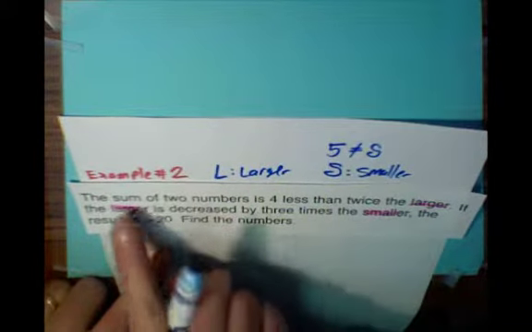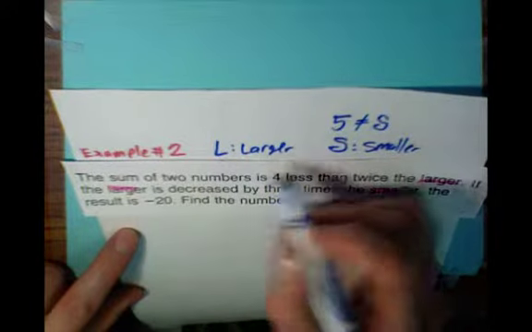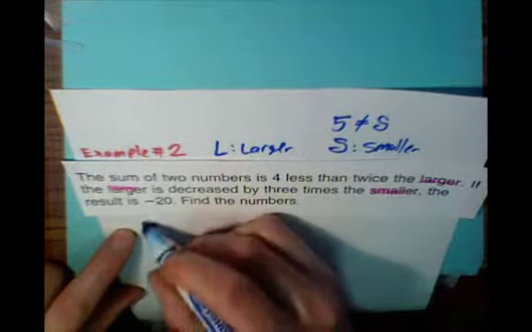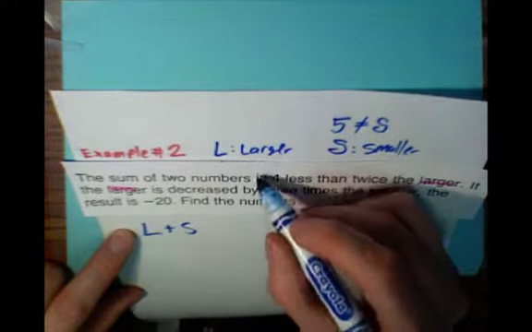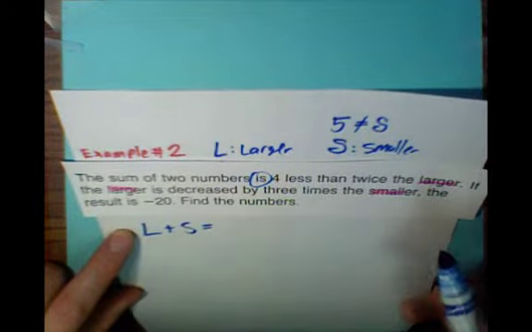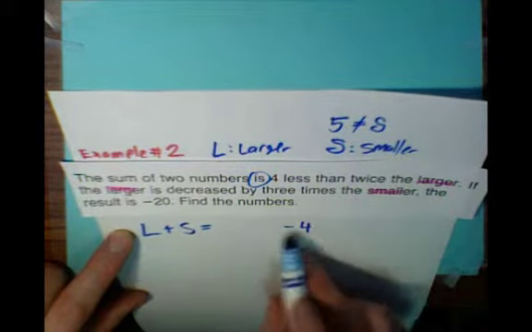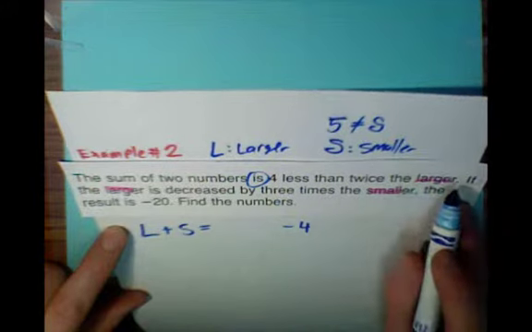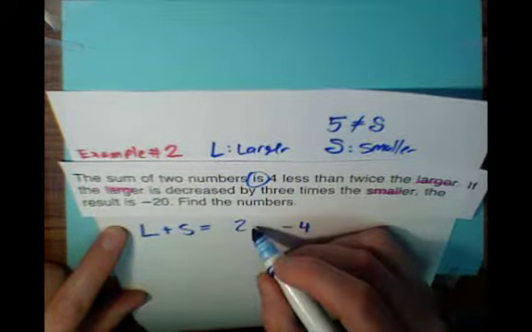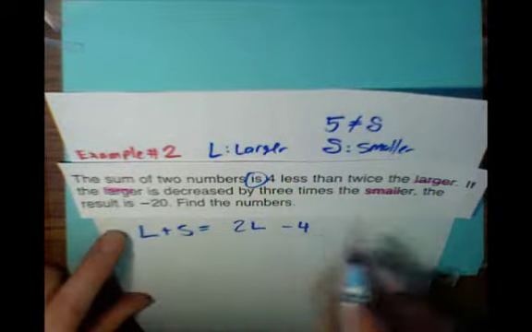So, sum, this one is going to be a little bit more interesting. The sum of two numbers, so our two numbers are larger and smaller. The sum of two numbers, L plus S, equals 4 less than, so something minus 4. The sum of two numbers is 4 less than twice the larger. Twice the larger. L plus S equals 2L minus 4.